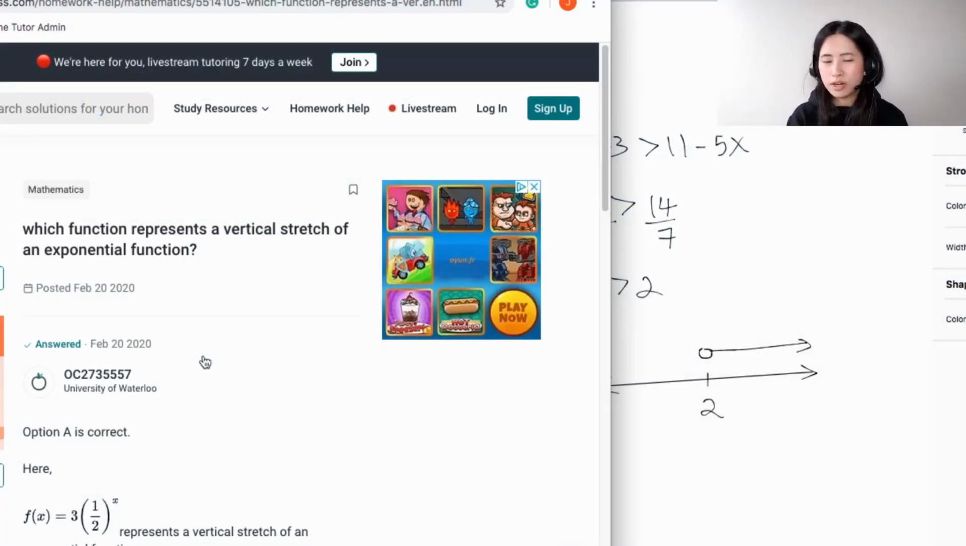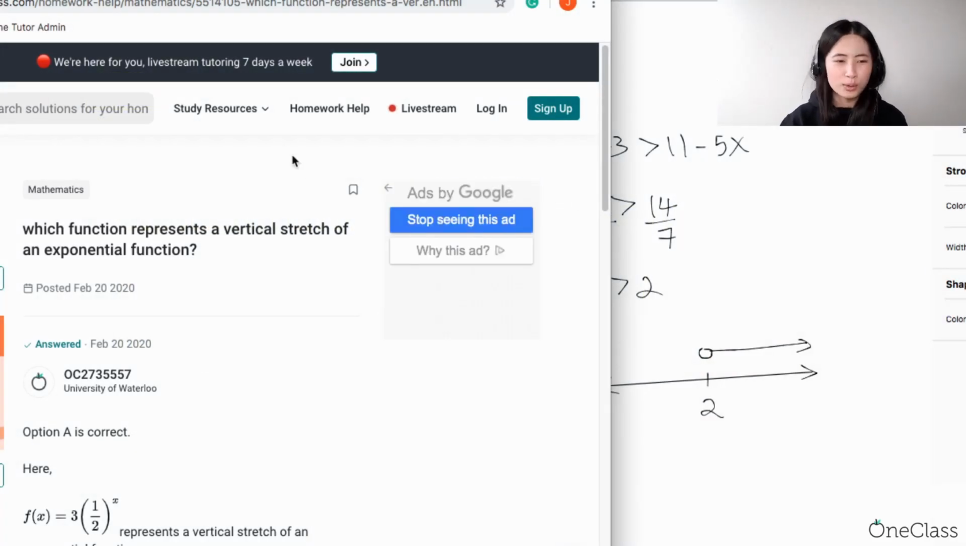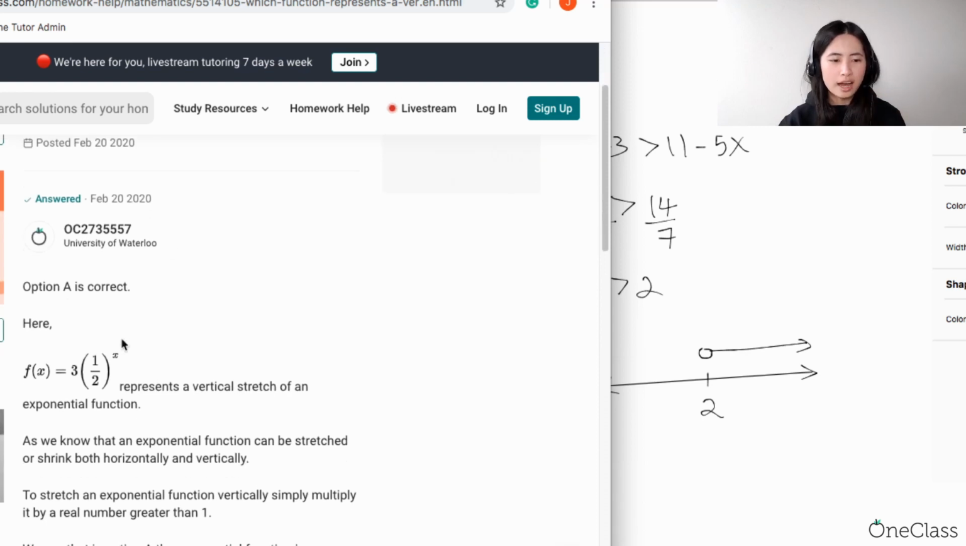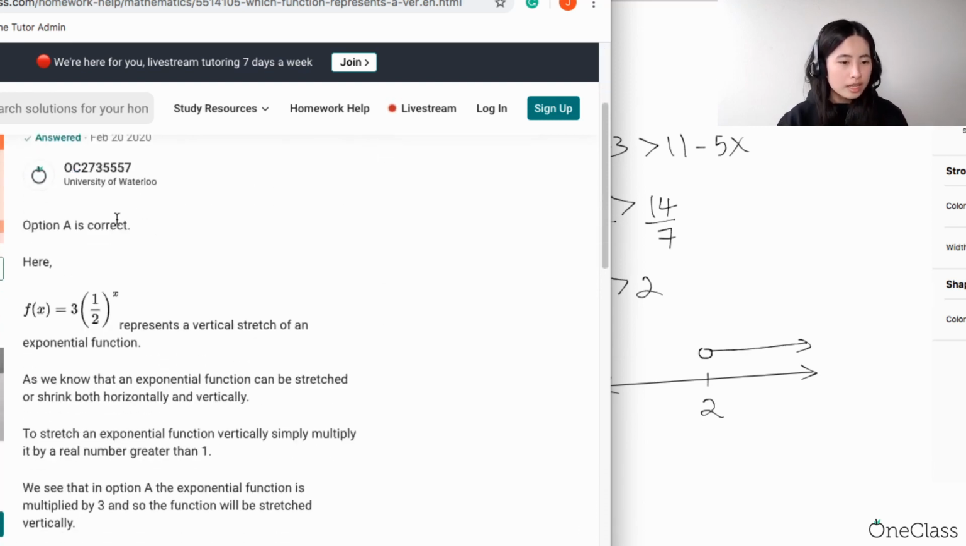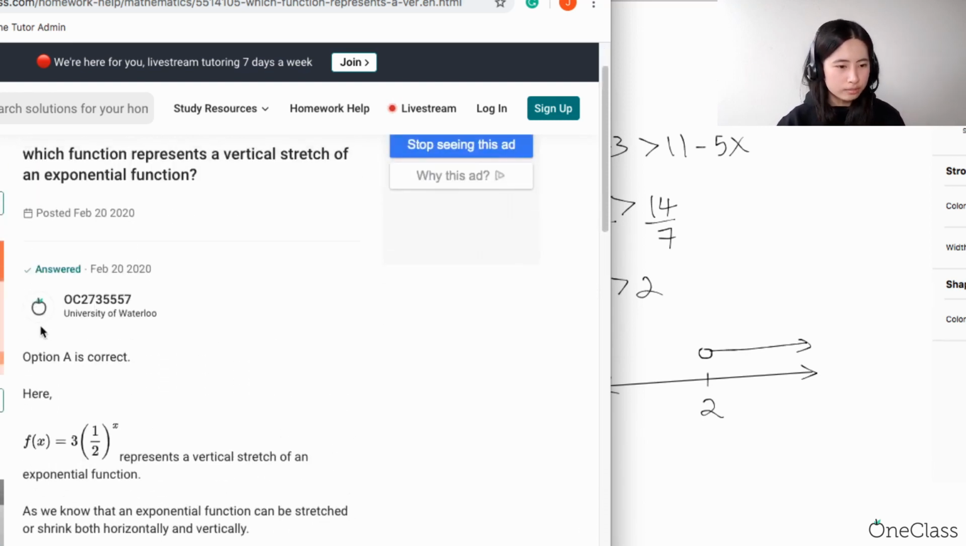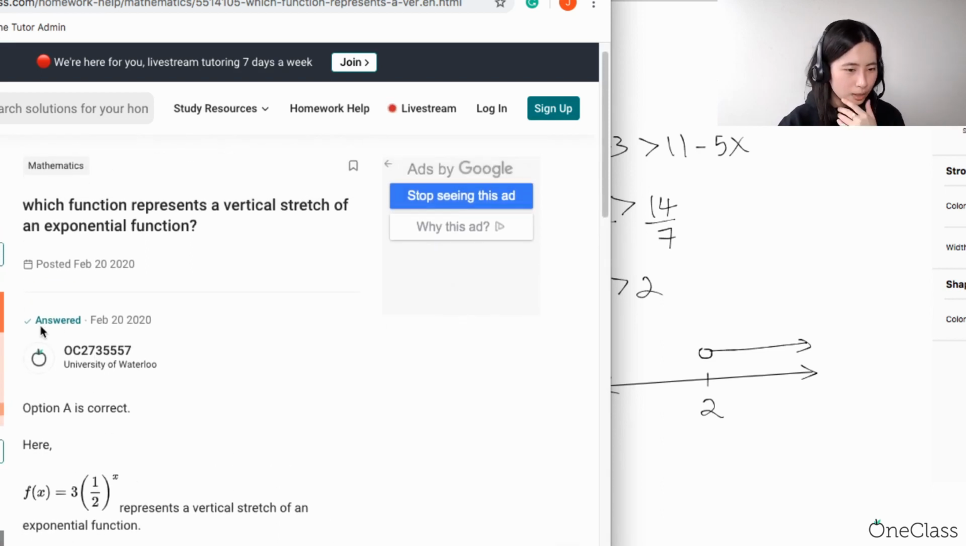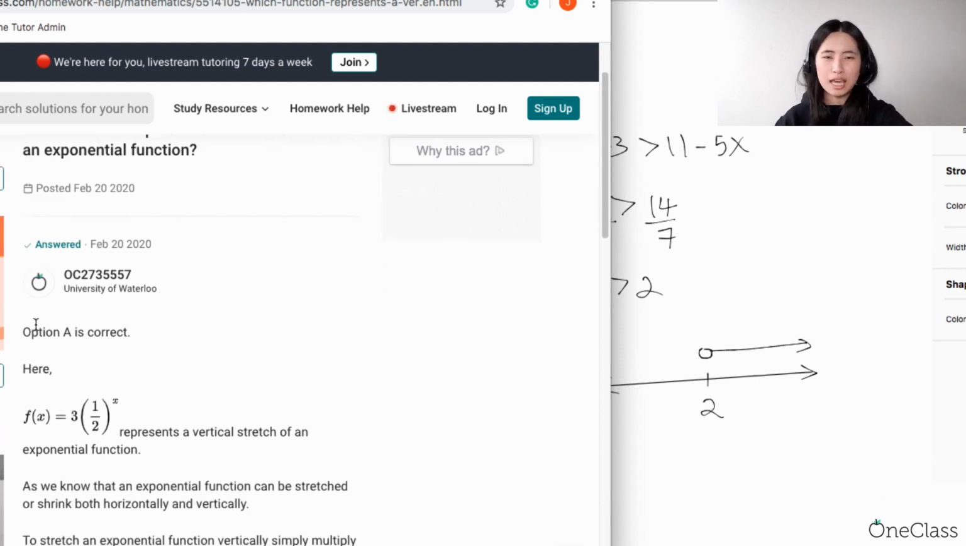It says which function, and let me just close this because it's very distracting. Okay, so which function represents a vertical stretch of an exponential function? So anytime you have, say for example, okay, so apparently the question is in here. Yeah, I just realized the question is in here. So when they say option A, just forget about all of our options, right?